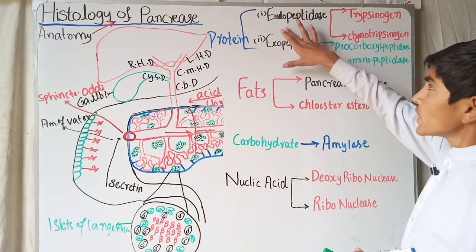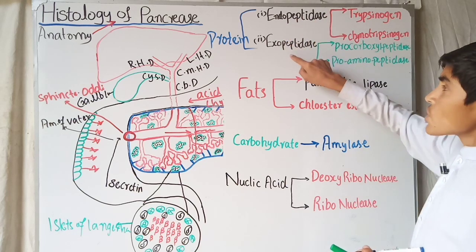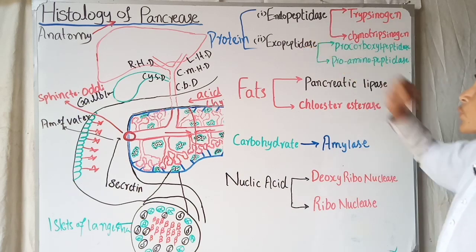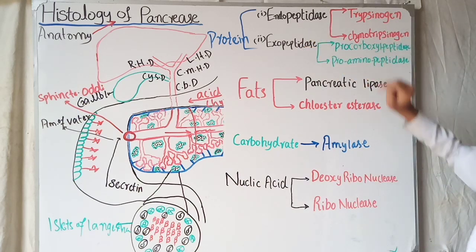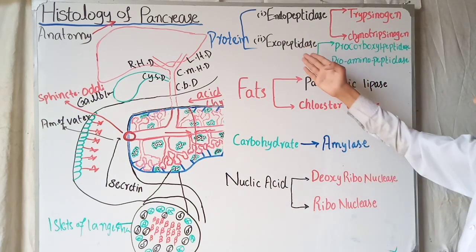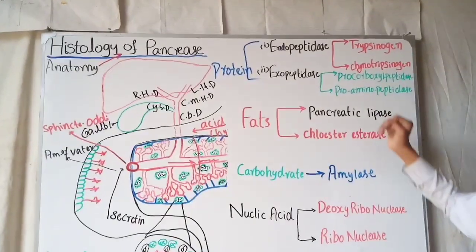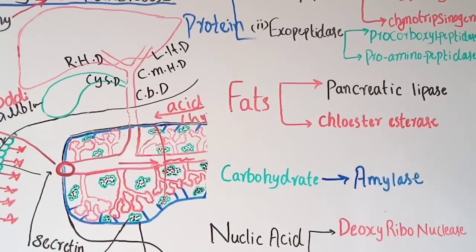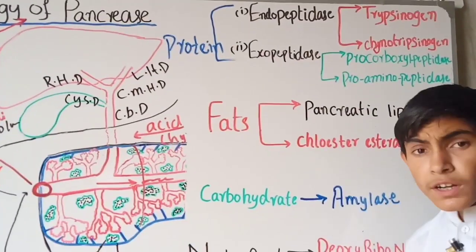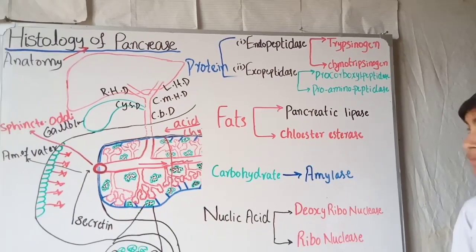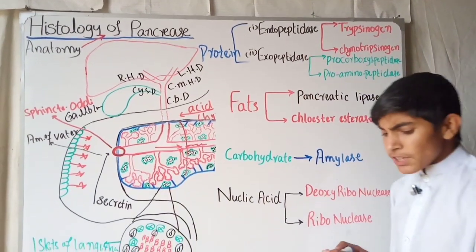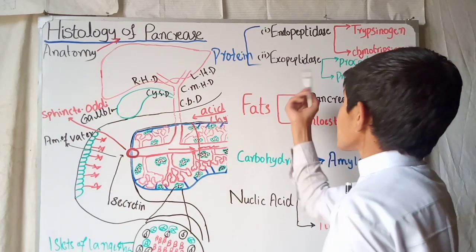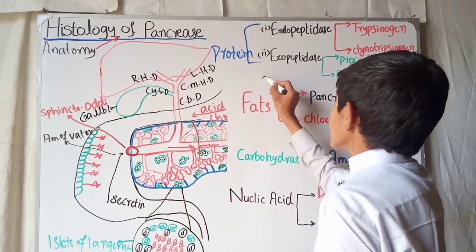One is the endopeptidase. Second is the exopeptidase. Endopeptidases are two: trypsinogen and chymotrypsinogen. While the exopeptidases are also two: procarboxypeptidase and proaminopeptidase. Endopeptidase means, if you talk that this is a peptide chain of protein, this is a chain.